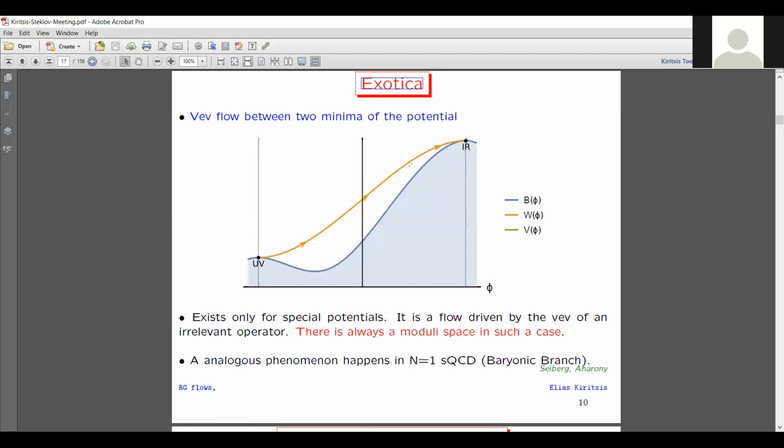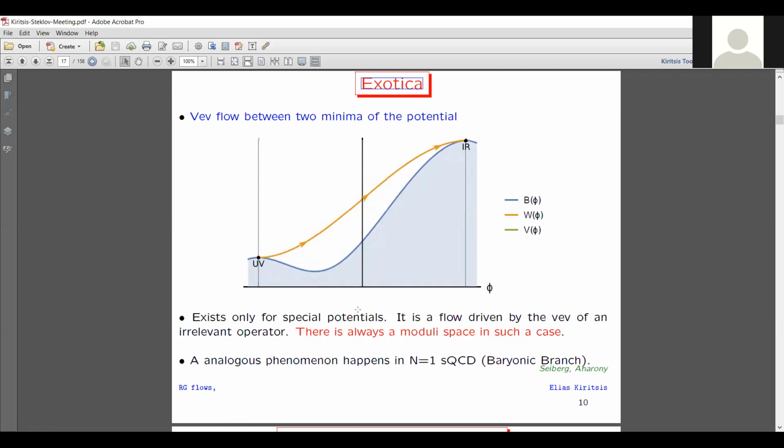Let me show you a few other exotic possibilities. For example, you can have a flow which connects a minimum of a potential with another minimum of the potential, which are maxima, of course, of the function B. And therefore, you can flow from this minimum, which serves now, although it's a minimum of the potential, as a UV fixed point, to this minimum. And if you look at your solution, you realize that this is a flow where the driving coupling constant is 0, but the flow is driven only by the vacuum expectation value of an irrelevant operator. And also what you can show in such cases is that there is always a moduli space. That is, the vacuum expectation value can be anything you like.